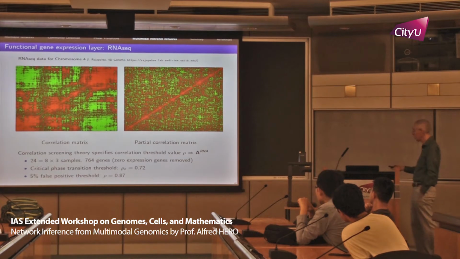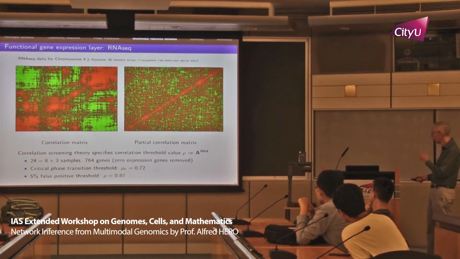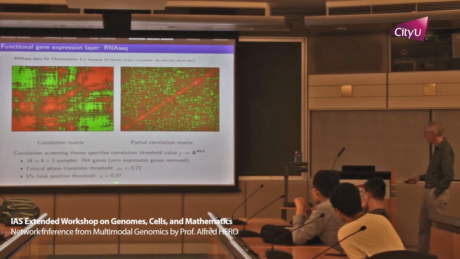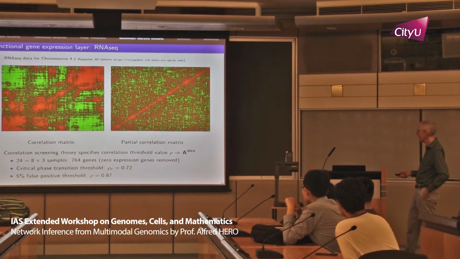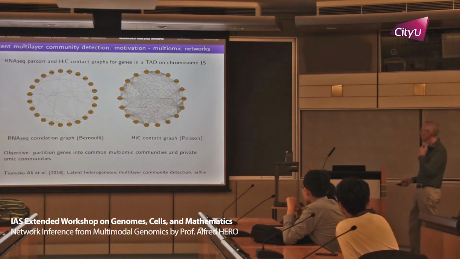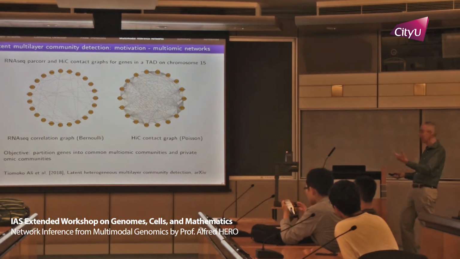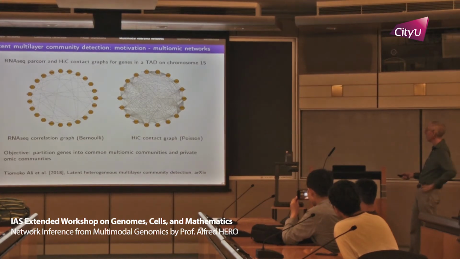And so that's great if the biological significance of similarity between expression at a correlation similarity of 0.72 is reasonable. And then a 5% false positive threshold is a slightly larger threshold that ensures that only 5% at most of the edges will be false under a sparse assumption on the true connectivity. And so then we have these 2 networks: the RNA-seq correlation graph that's been thresholded according to this phase transition analysis, and the Hi-C contact graph. This is Bernoulli because we thresholded it to 0, 1. An edge exists or not. The correlation is above or below a threshold. When I say correlation here, I'm referring to partial correlation.